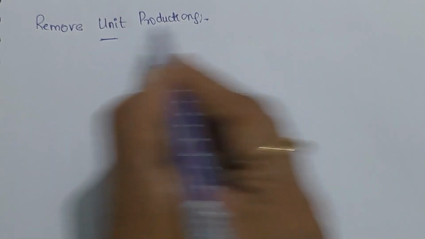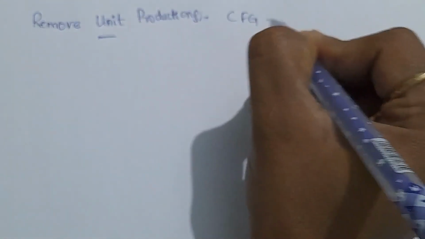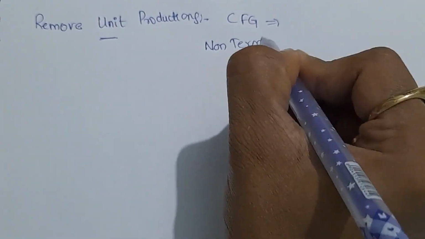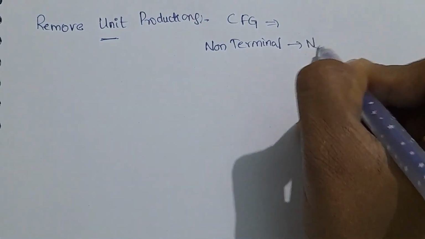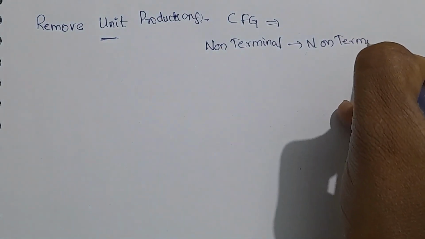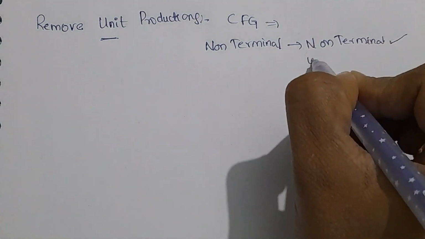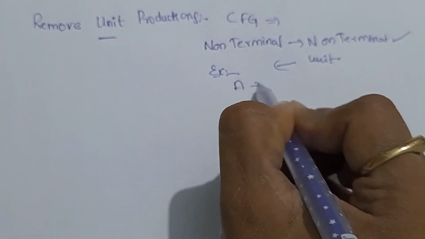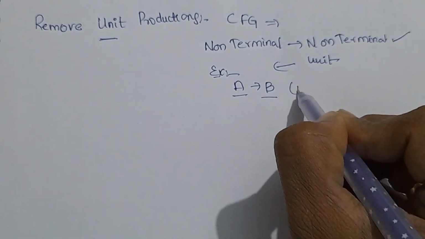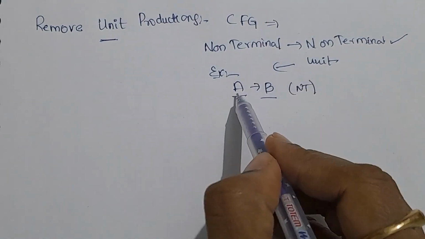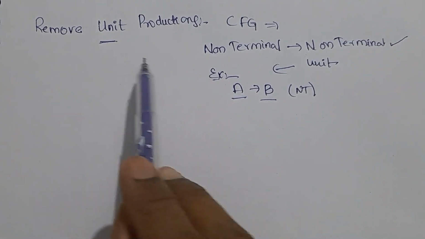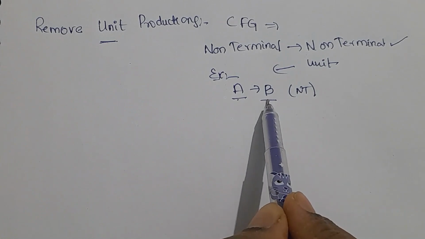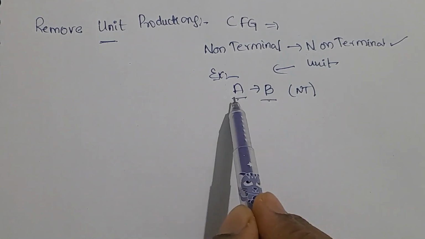In a context free grammar, if any production is of the form non-terminal tends to non-terminal, we can say that that production is a unit production. For example, you can take A tends to B, where A and B both are non-terminals. You can call a production a unit production if it is of the form non-terminal tends to non-terminal.